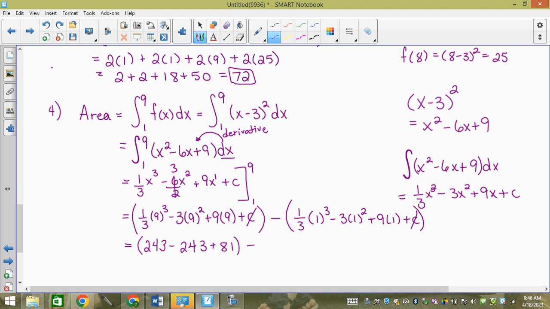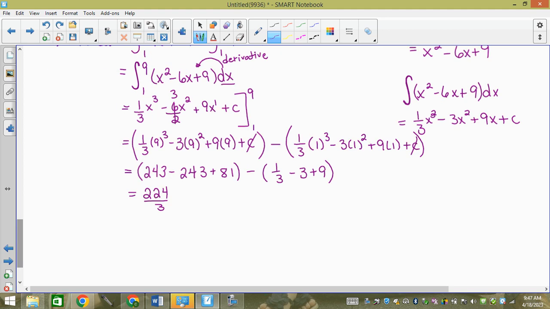And then we get 1/3 minus 3 plus 9. Not sure why I'm showing all the work, because you at this point just took me. Okay. Now, 224 divided by 3 is what we want.